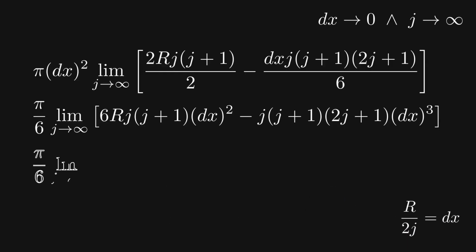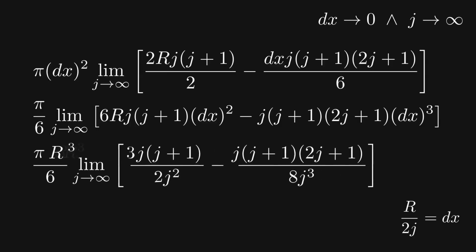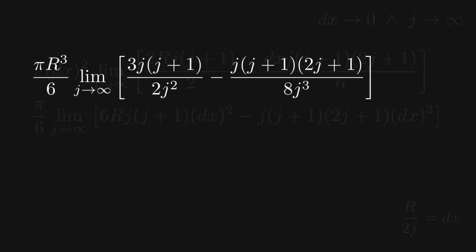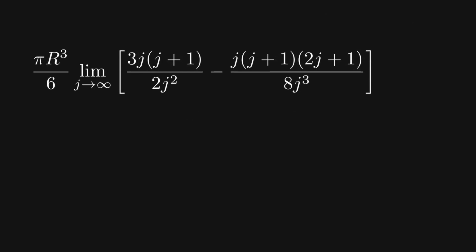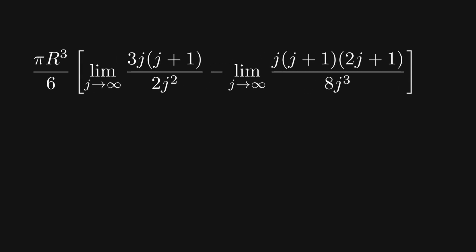We can now substitute dx into the equation and factor out r cubed. We're left with this expression that looks way better. It's just an ordinary limit. We can now split the limits and calculate each one individually.